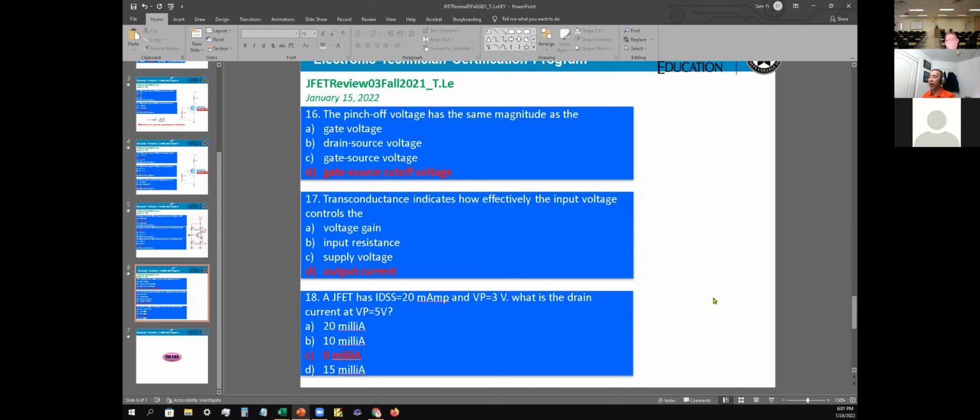Number 18, a JFET has IDSS equal to 20 milliamps and VP equal to 3 volts. What is the drain current at VP equal to 5 volts? So you have the pinch-off, which is at 3 volts. Anything beyond 3 volts, there won't be any more current because it's going to be completely cut off. So you're going to be at 0 milliamps. From 0 to 3 you still have some current, but beyond 3 it's completely cut off. So the answer is C as in cat for number 18.